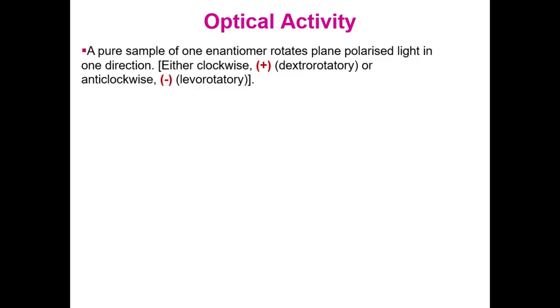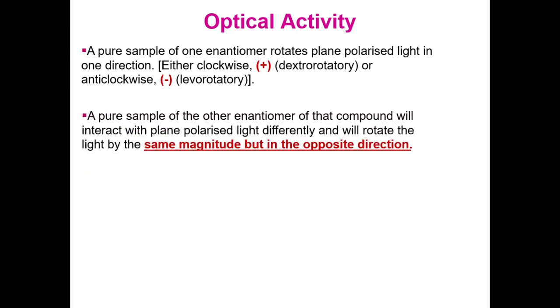A pure sample of one enantiomer rotates plane polarized light in one direction. It rotates either clockwise, in the plus direction, which is also called dextrorotatory, or anti-clockwise, negative, called levorotatory. A pure sample of the other enantiomer of that compound will interact with plane polarized light differently and will rotate the light by the same magnitude but in the opposite direction.